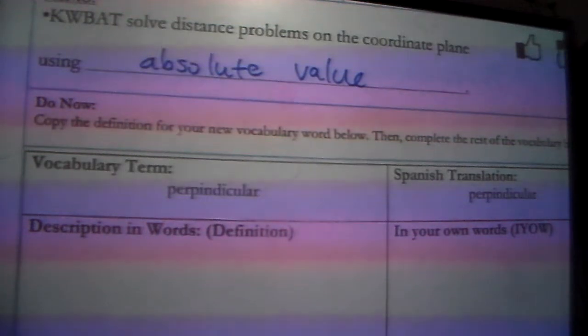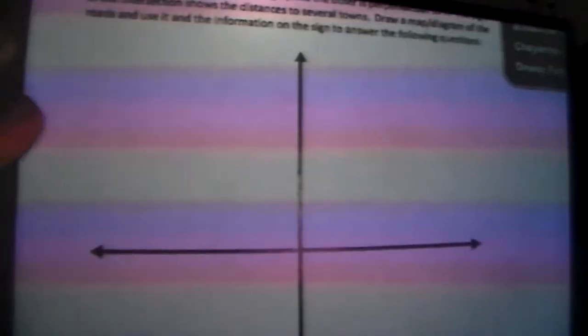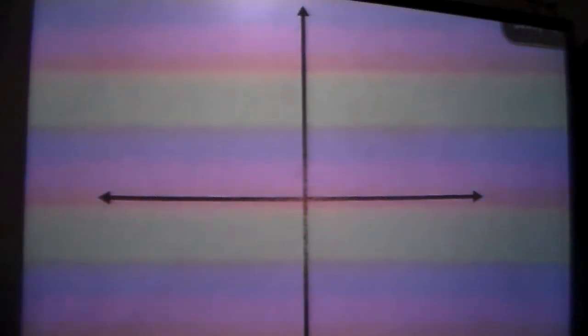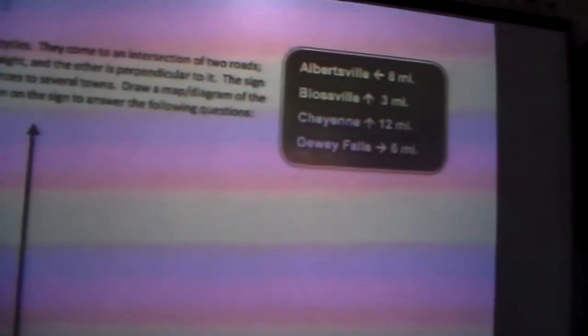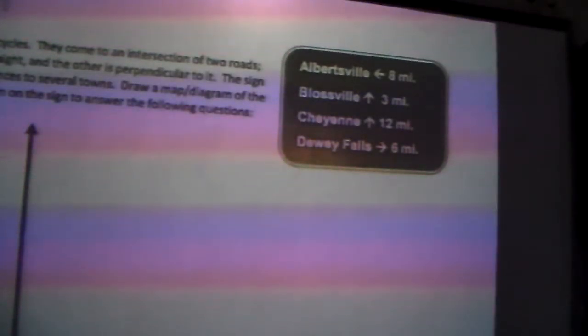We're going to start with a map, and we have these four friends who are traveling on motorcycles, and they come to a crossroads. They come to an intersection, which, oddly enough, looks a lot like our coordinate plane. They come to this intersection, and they see a sign. It tells them where Albertsville is located, where Blossville is located, Cheyenne, Dewey Falls, all of that. Let's see if we can take this sign and put it on our coordinate plane.